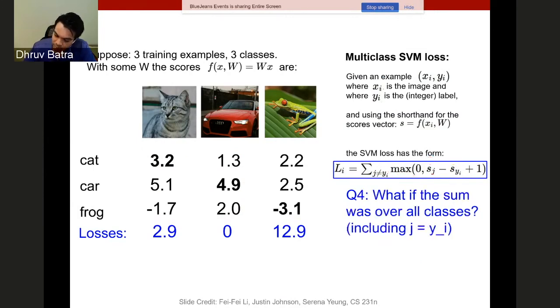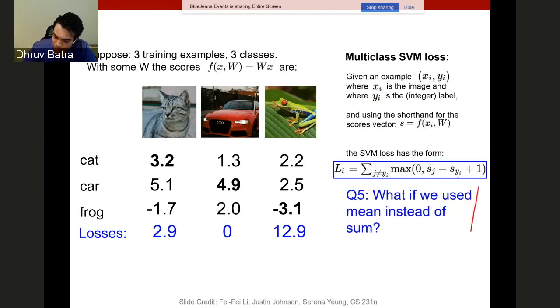Okay. And what if the sum was over all classes? I'll answer this myself. I won't take questions for this. What if the sum was over all classes? So instead of this summation, excluding y_i, if we had also included that in our summation, all that would happen is that we would end up comparing s_{y_i} to itself. So this quantity would be 0, but this quantity would be 1, and that would be constant for all i. So we would just end up adding a plus 1. So we would just take our L_i and replace it by L_i plus 1, which does nothing to the optimization. You're just shifting the loss value up by a constant.